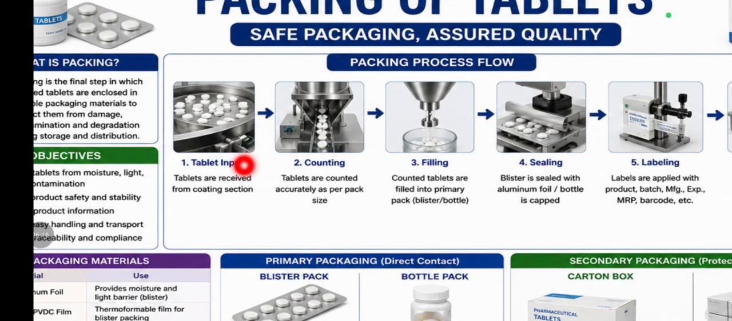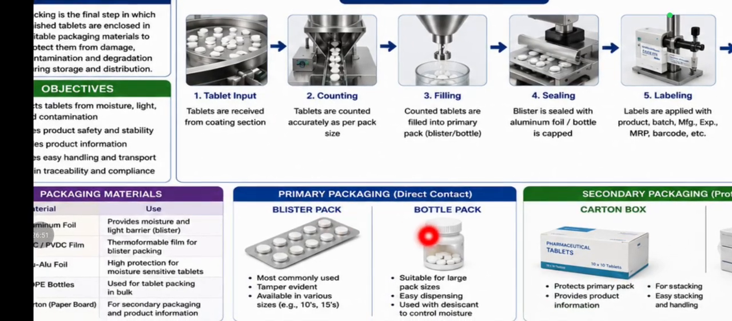There are some steps to complete the packaging process. First, tablet input: tablets are received from the coating section. Then counting of the tablets: tablets are counted accurately as per the pack size. If the pack is a 12-tablet pack, then 12 tablets should be counted; if it is 10, then 10 tablets should be counted. After counting, it goes towards filling. Counted tablets are filled into primary packing, either a blister or a bottle.